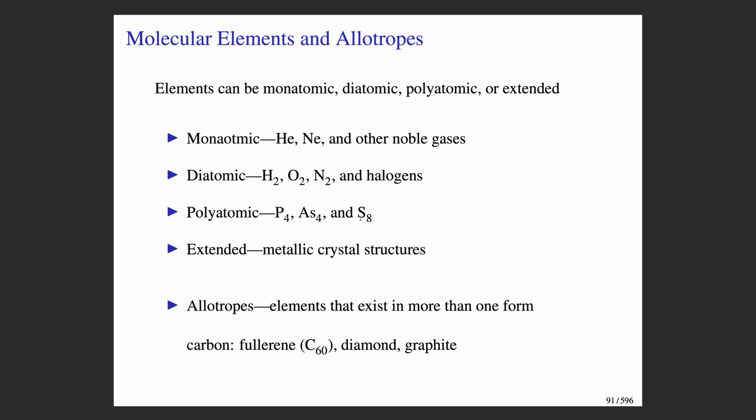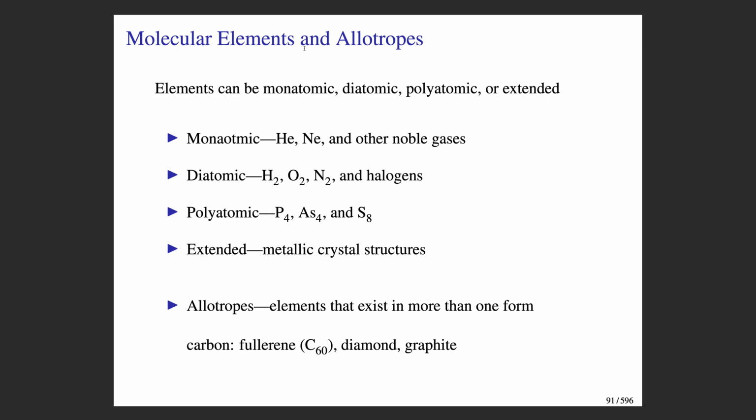Other species are polyatomic, for example, phosphorus and arsenic and sulfur. These form little molecules involving 4, 4, and 8 atoms for these particular elements. Sometimes you'll find extended structures. So metals, for example, form metallic crystal structures, which we'll talk about in more detail later on in the course. So these are the different flavors of molecular elements that you'll find.